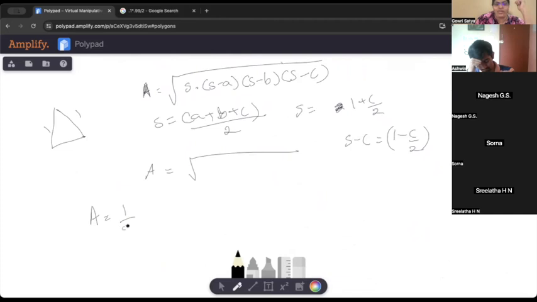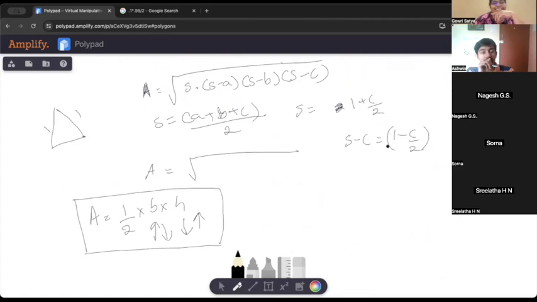Area is half into B into H. If we try to maximize B, H will go down. If we try to maximize H, B will go down. So how do we find the sweet spot which will make this the maximum? So then it should be a midpoint value. Midpoint, I kind of like that argument.